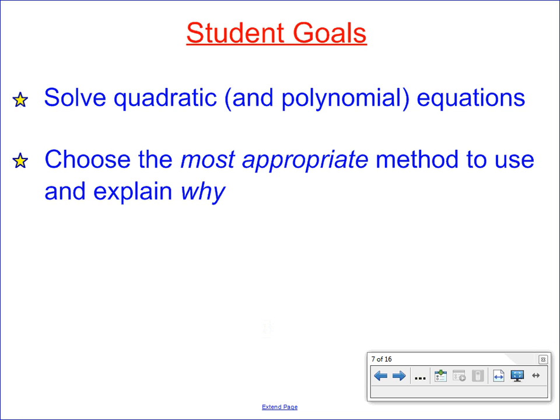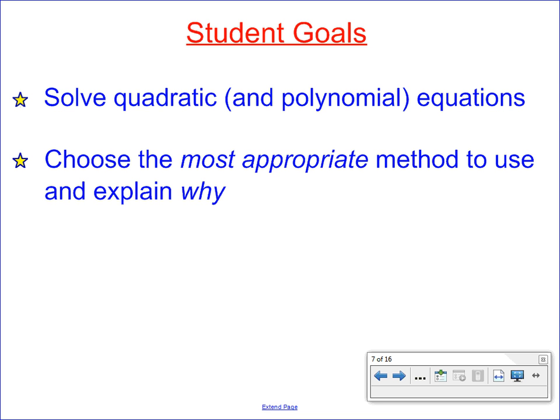Okay, ladies and gentlemen, let's go ahead and take a look at our objectives for the day. So again, we're going to solve quadratic and polynomial equations, right? And we're going to use those four methods that we looked at earlier. We're going to choose the most appropriate method and be able to explain why, and that's part of your assignment tonight. Solving equations efficiently, worksheet number 3.